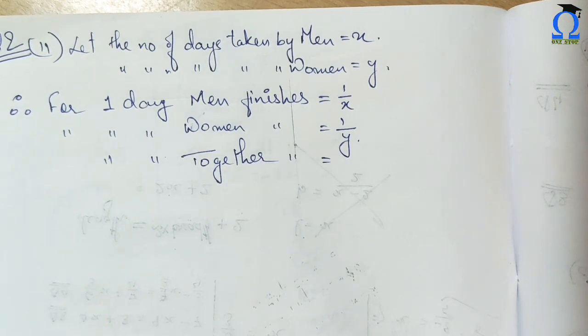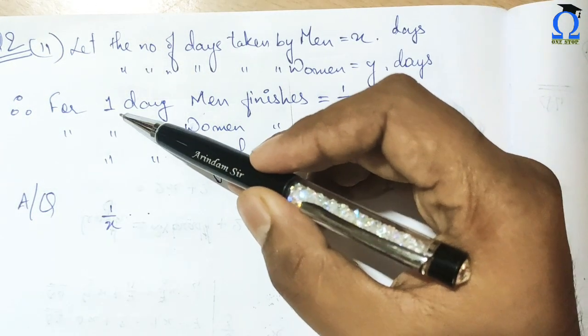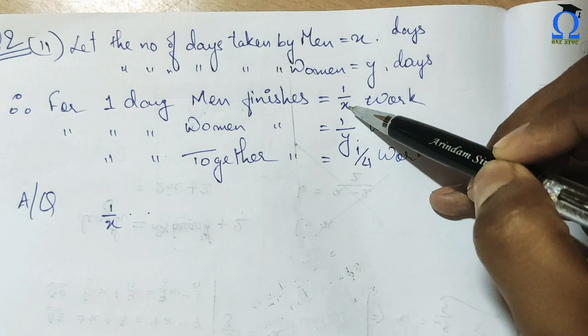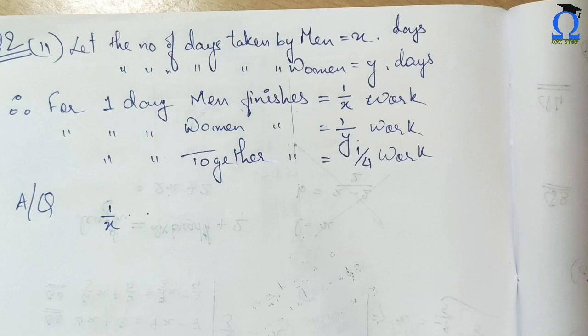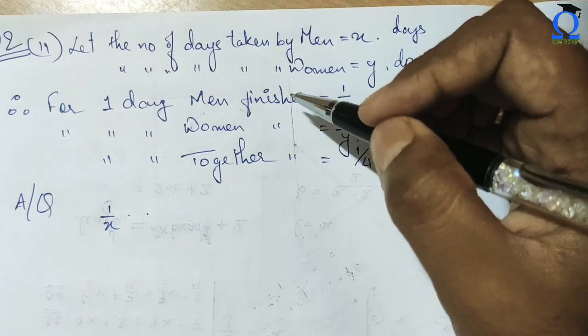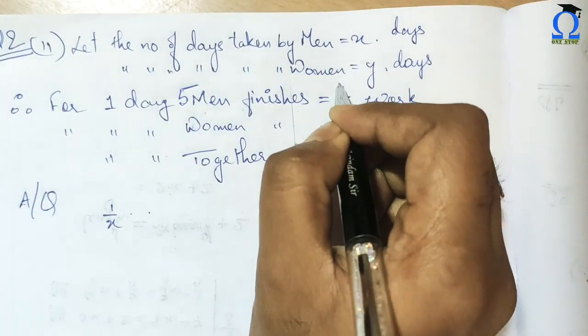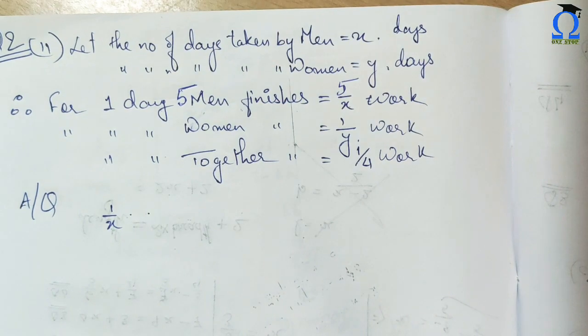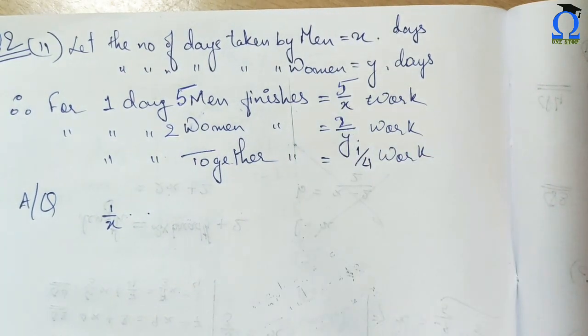Since they take 4 days to complete the work, that means for 1 day 1/4 work is done. See here, students, these were days and these are 1 day work. Okay, work, these are work, not days. Now see here, in 1 day 1 man finishes this much work. But in the question it is given, how many men are there? 5 men, right? Therefore, for 5 men it will become 5 into 1 man. Understood? Simply for 2 women it will become 2 into this.